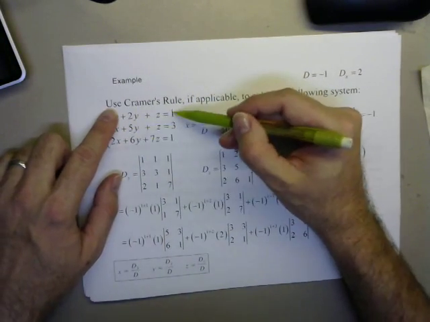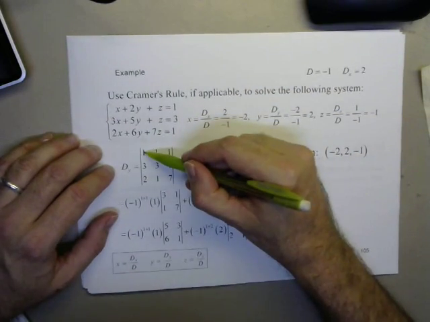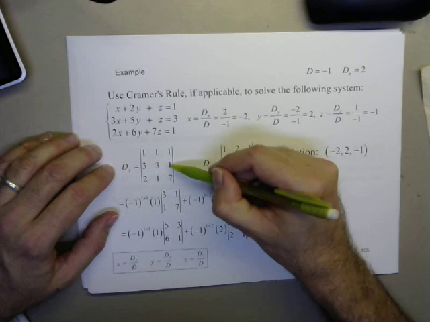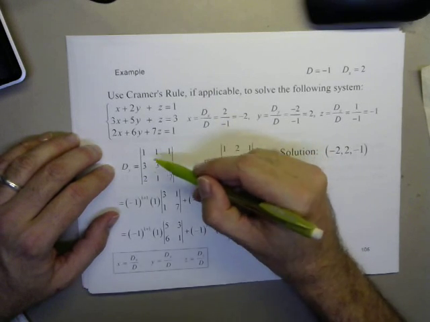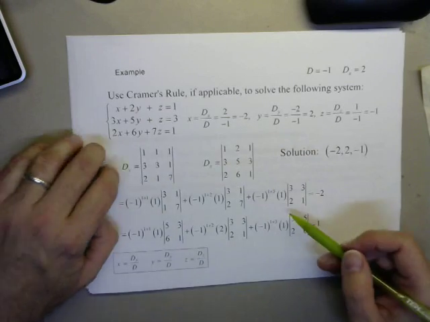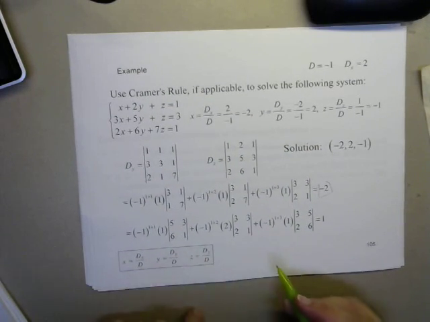Replace the 2, 5, and 6 with the 1, 3, 1, and calculate that determinant. I'd take that times that times that, minus that times that, minus that times that, and so on. If I work that out, I get a minus 2. So that means that d here is minus 2.